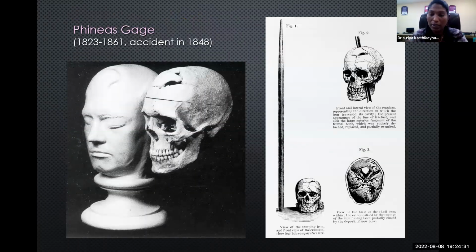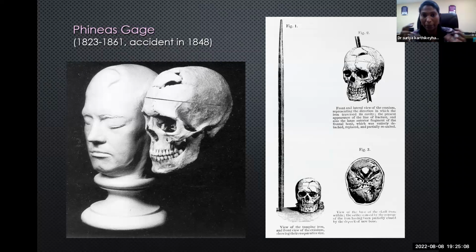I want to tell about the important story of Phineas Gage. This is about a man who was 25 years old. He met with an accident around 1848. It is very interesting how this accident took place. This man was working in a war field, and he was dumping bomb powder with an iron rod into a hole.